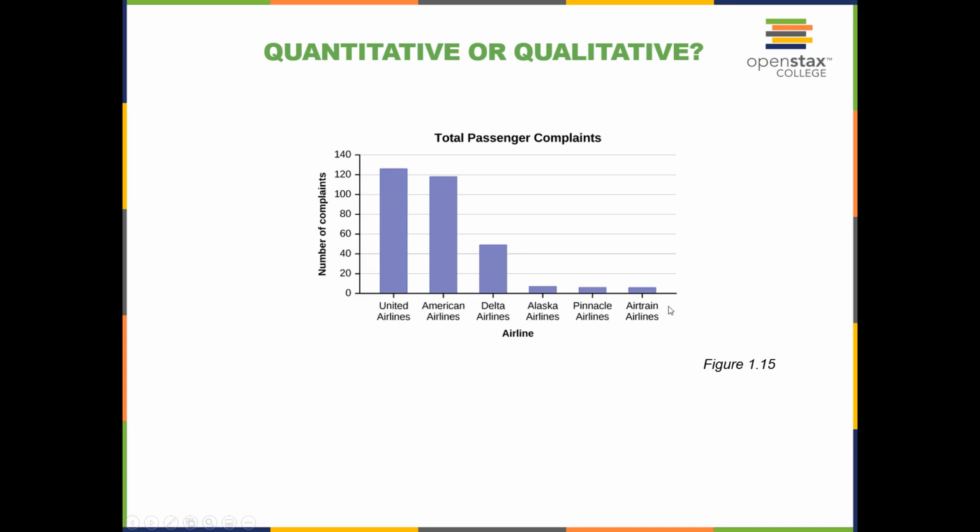Here we have another Pareto chart. We have airlines down here. So is this quantitative or qualitative? Well, look at the heading of the chart, total passenger complaints. So that means the variable is actually quantitative, and it's counting a number of complaints, so it's discrete. The question that would be asked of each airline would be, how many complaints have you had from passengers in a certain period of time? And because the question would receive quantitative answers, this is a quantitative variable.